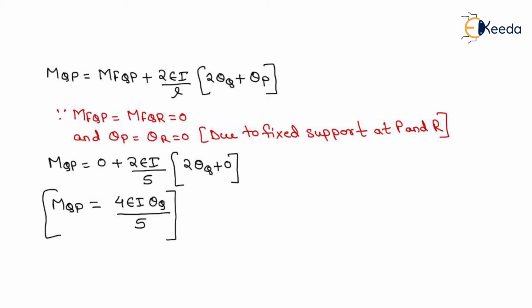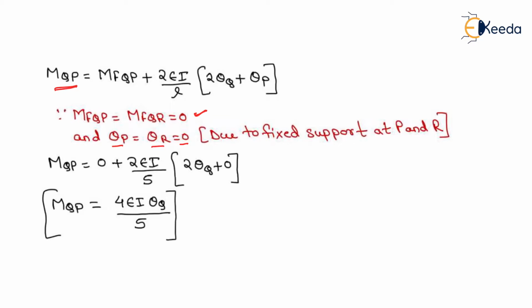For finding the rotation at Q, we need to compute the fixed end moments, but the fixed end moments for QP and QR will be equal to 0 because no load is acting on the span QP as well as QR. Okay, as well as theta P is equal to theta R is equal to 0 due to fixed support at P and R. So theta P and theta R both will be equal to 0. Now we have to write the slope deflection equation for QP and for QR.